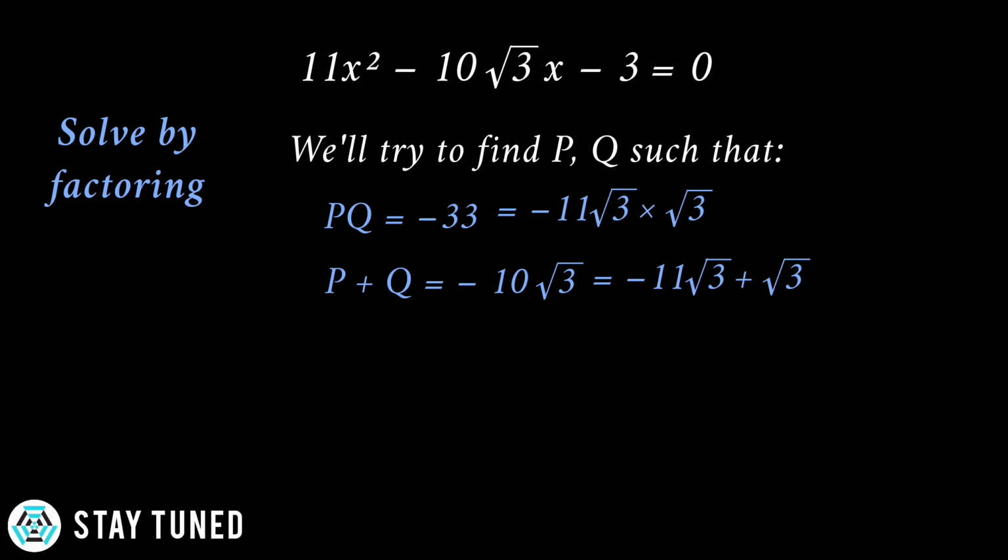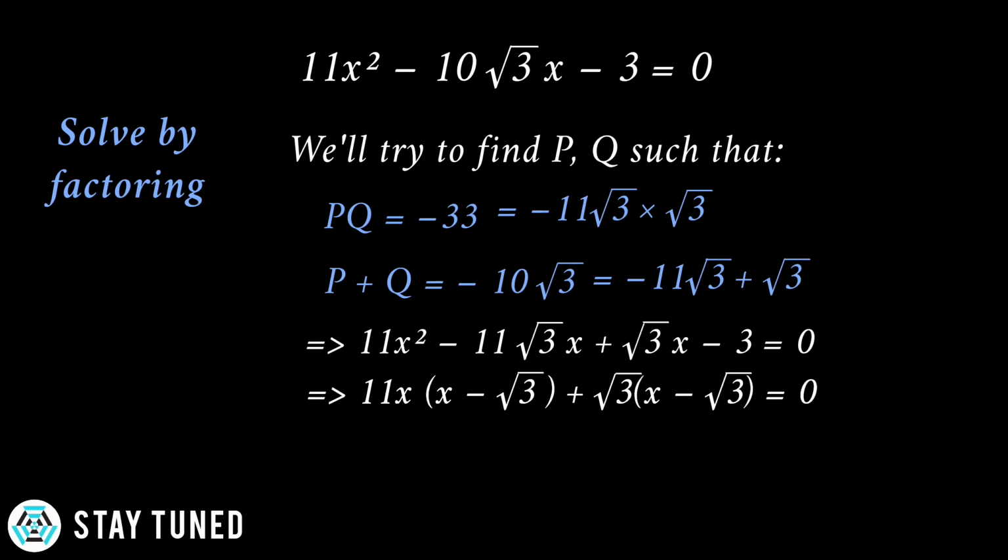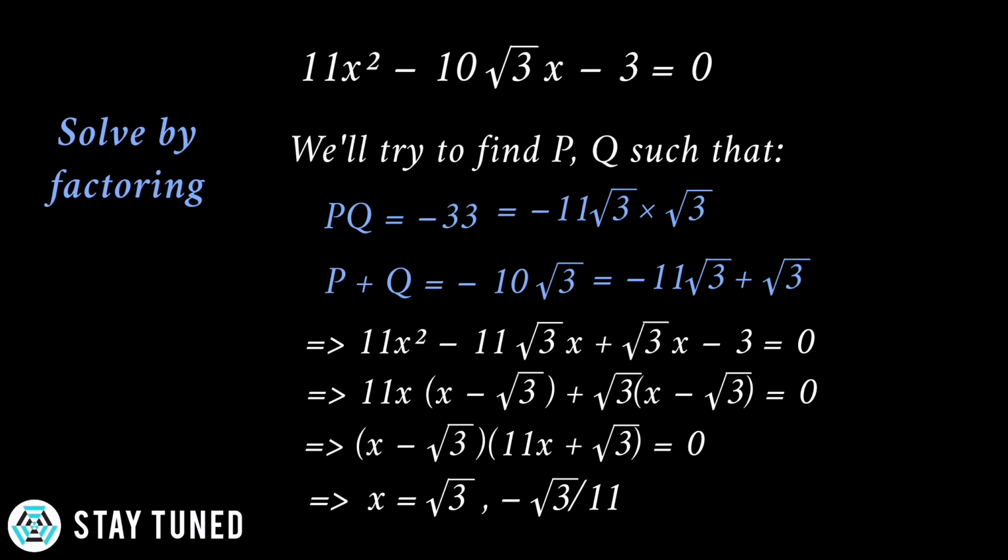Next, we will substitute the values of p and q in the original equation. Then we will take x minus root 3 as common from the first and last two terms. This finally gives x minus root 3 times 11x plus root 3 equal to 0. This gives the roots as square root of 3 and minus square root of 3 by 11.